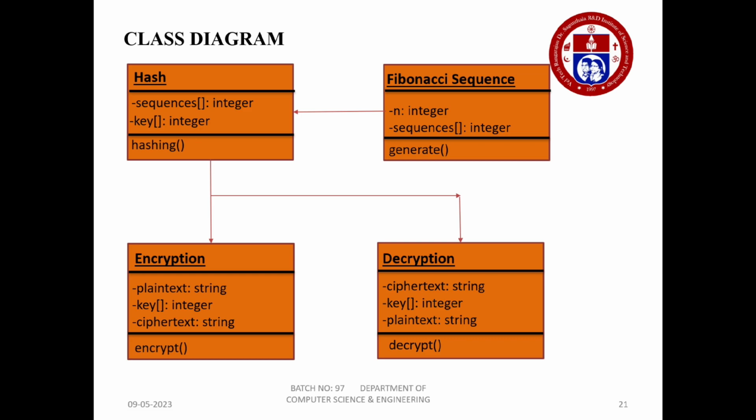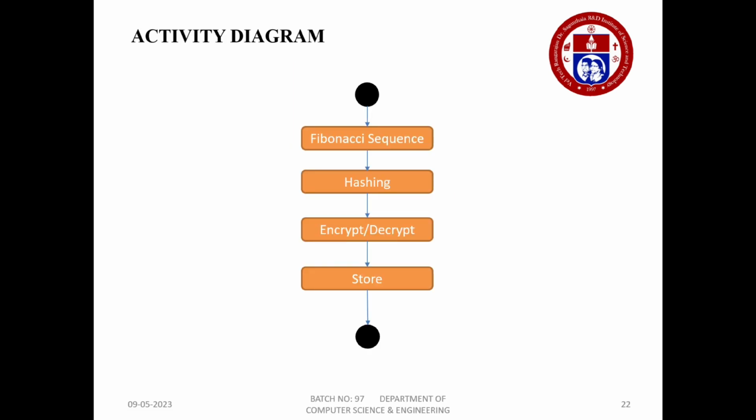Similar for decryption, we have the ciphertext, which is either taken from the user or taken out of storage. Then using the key, we create a matrix, and then using the decrypt method, we are able to convert it into plain text.